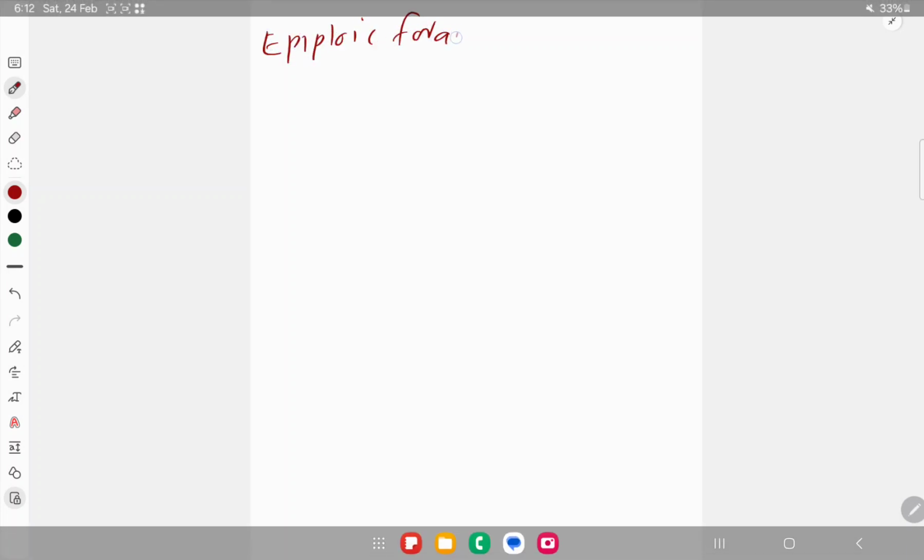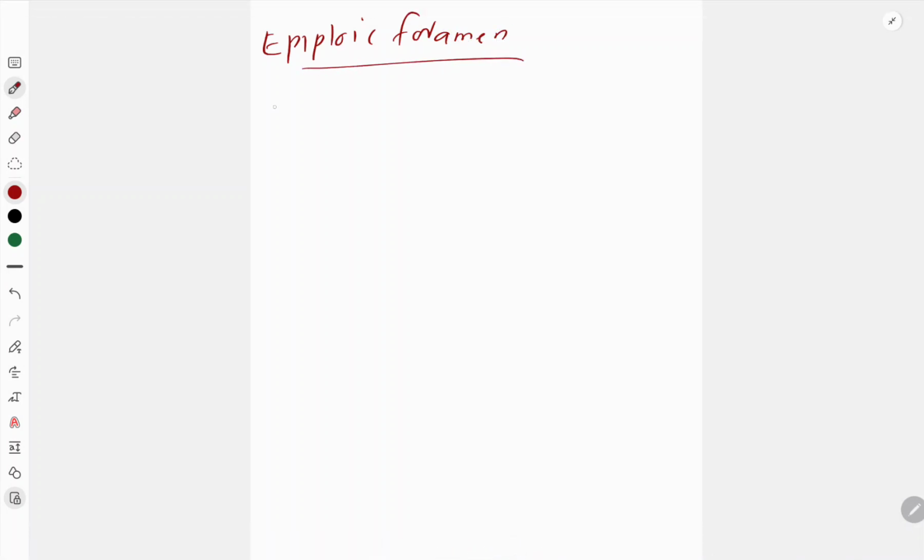Now, this greater sac and lesser sac are connected, or communicate, through a foramen that is known as the epiploic foramen. Epiploic foramen is normally asked in examinations. It's also known as the foramen of Winslow.